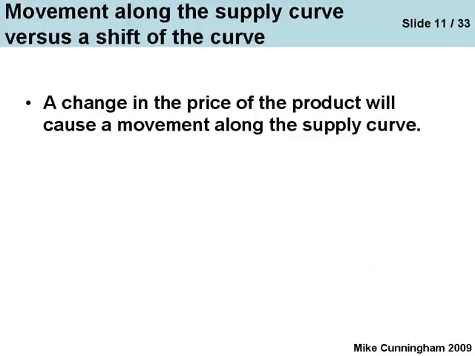So for the moment, we need to identify what makes a movement along the supply curve as opposed to a shift of the curve. Well, a change in price of the product will cause a movement along the curve. Now, this is very important. A change in price will cause a movement along the curve.